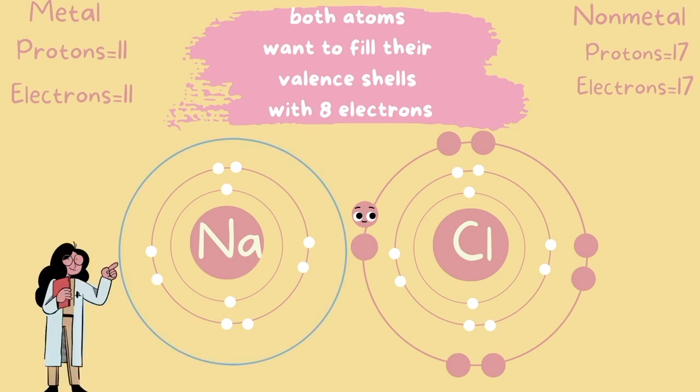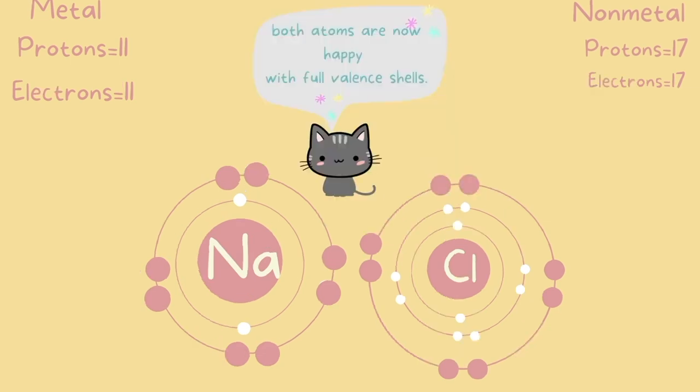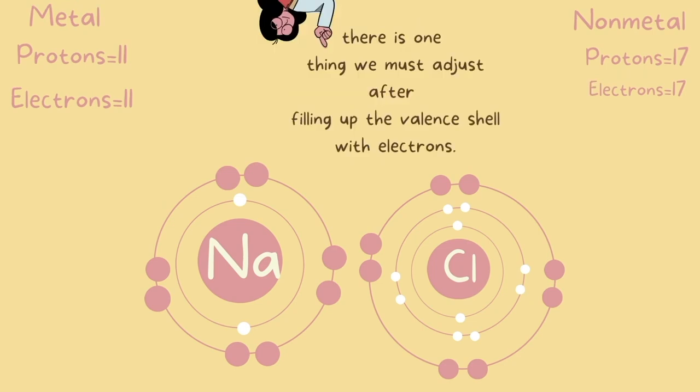Now notice sodium has a shell that has no electrons on it, so it doesn't need the shell. It's going to completely lose it, and underneath it, it has a nice 8 electrons in that new valence shell. So sodium is happy, and chlorine is also happy because it also has 8 electrons in its valence shell. There is one last thing we need to adjust after filling up these valence shells.